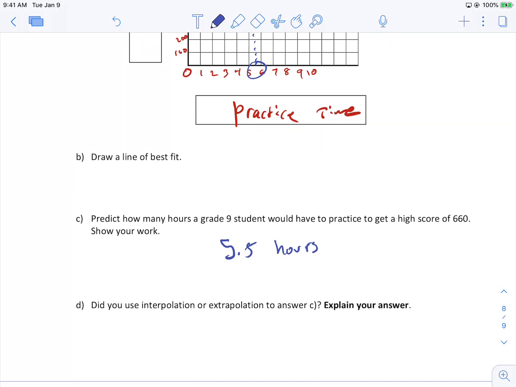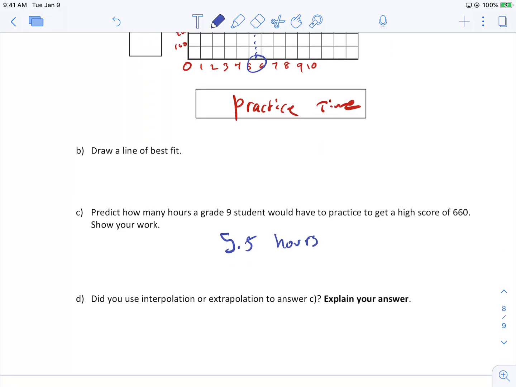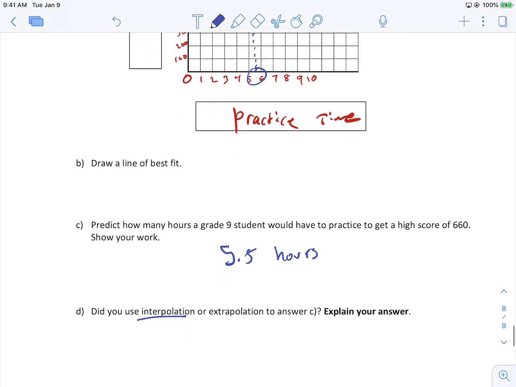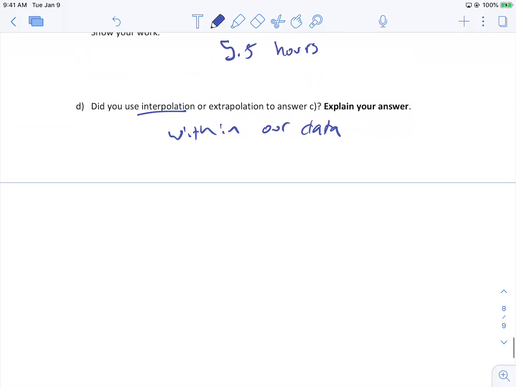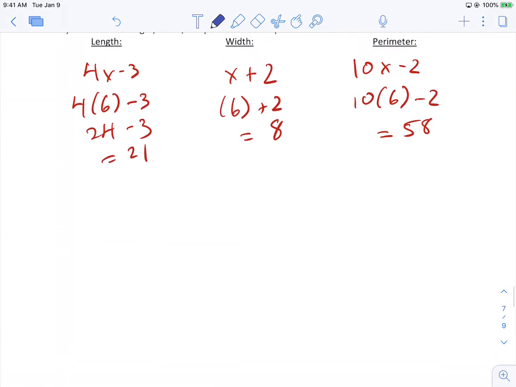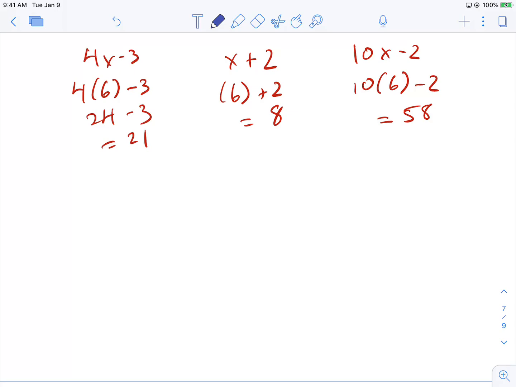So what do we use, interpolation or extrapolation? We used interpolation because it's within our data. We don't have to guess outside of our data at all. Excellent. And I think we have reached the end. Lovely. All right, so a lot of work on our first day, but that's a good review.